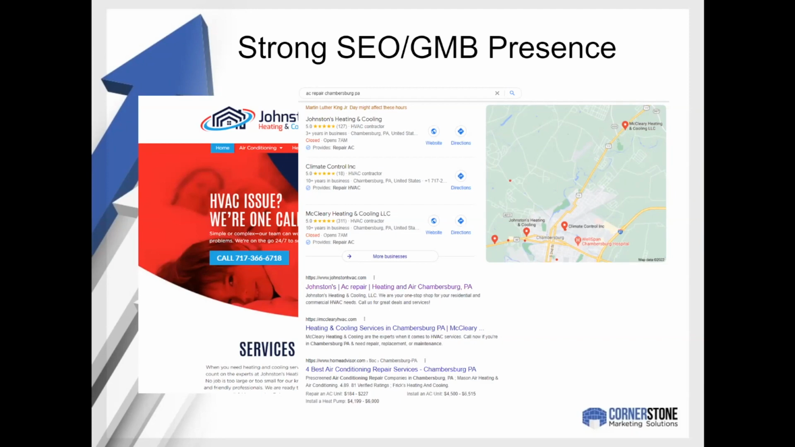So for us, it was making sure that, so here they are, Chambersburg, Pennsylvania is one of the cities that they're in. So for AC repair in Chambersburg, we needed to make sure that they were in the top 3 organically in GMB. And then obviously we wanted to make sure that we ranked them in Google Organic. Today, they are on Google Guaranteed or Google Local Services. And then we do a lot of Facebook advertising and Instagram advertising for Johnston's.